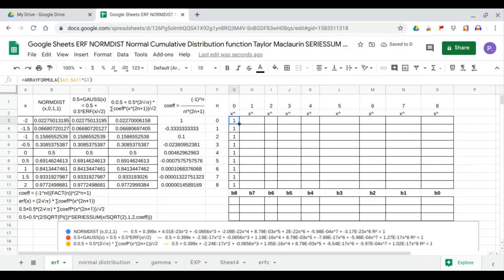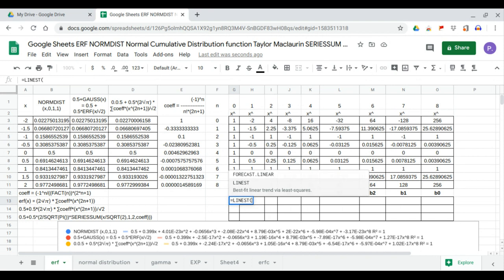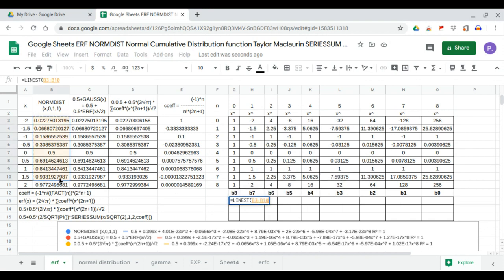So we have the 1 column, then the x column, which matches our x values. Then we have the x squared column, x cubed column, x to the 4th column, x to the 5th column, x to the 6th column, x to the 7th column, and x to the 8th column. Now we can calculate the LINEST. The LINEST for this range, and the expansion. We start with the LINEST of the expansion, LINEST of the NORMDIST itself, the function itself.